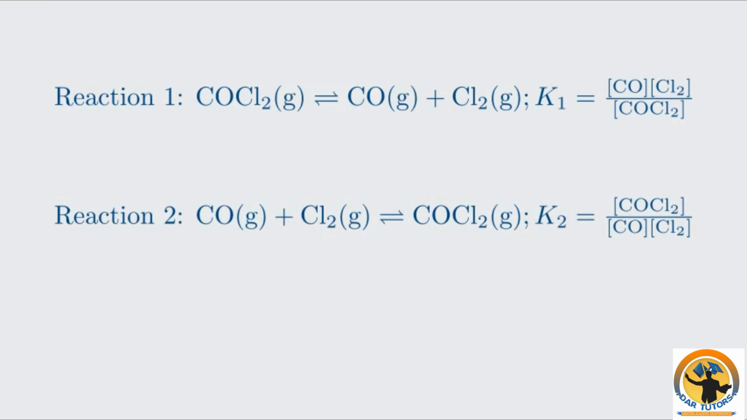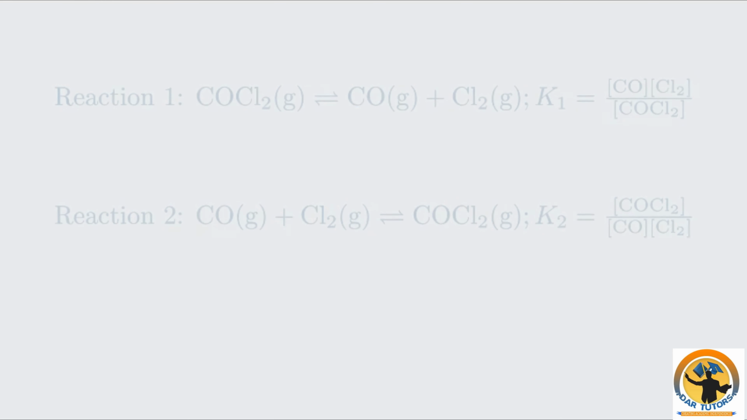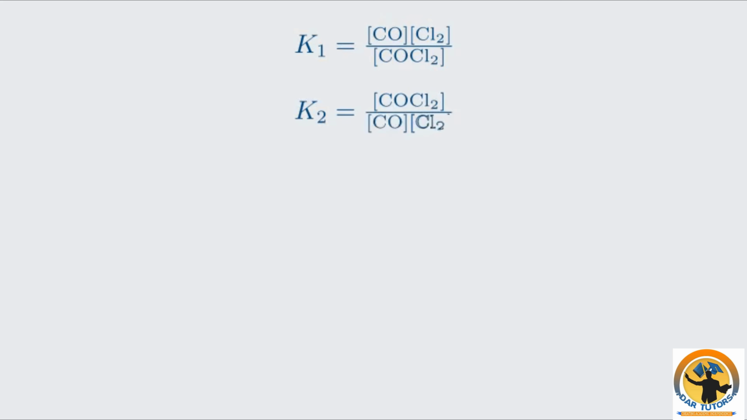The question asks for the mathematical relationship between K1 and K2. If we compare the two expressions, you can see that the expression for K2 is exactly the reciprocal, or the inverse, of the expression for K1. Therefore, the relationship is K2 equals 1 divided by K1. This confirms our rule that reversing a reaction results in an equilibrium constant that is the reciprocal of the original one. It's a direct consequence of how the equilibrium law is defined.